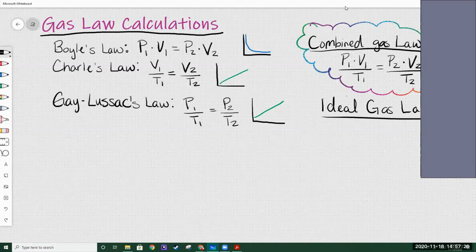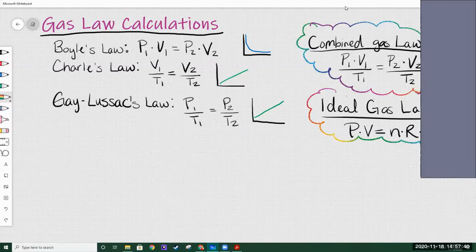But with these two, and this is pressure times volume equals moles times a gas constant times temperature, these two are the ones you just care about. The other ones, we don't really care about. The most we care about is maybe the graph, but that's about it. These are your real ones. So we're mainly going to use these two.